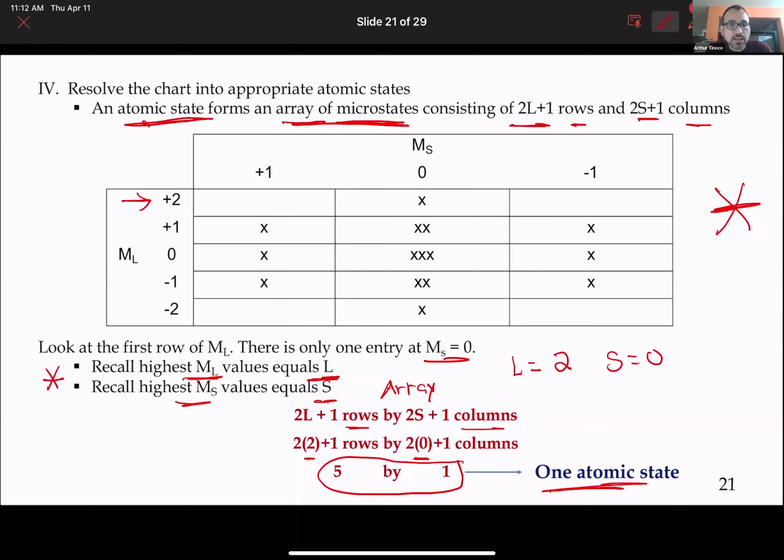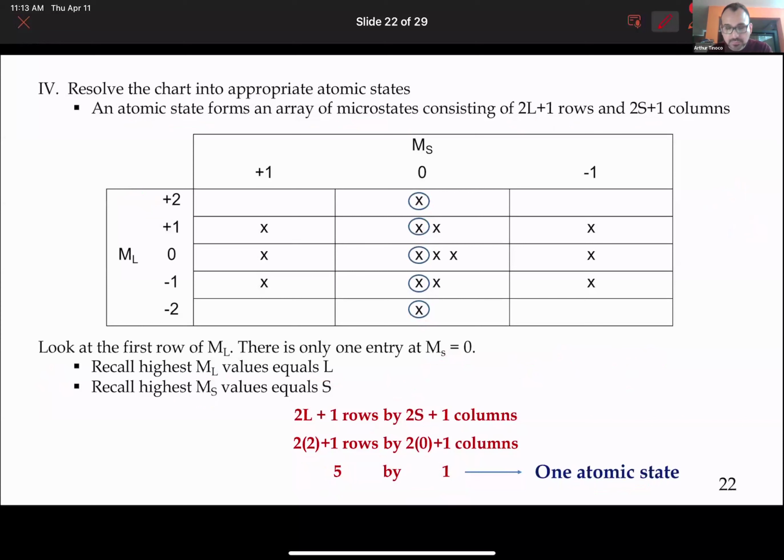So then I look in my table and I actually have to remove that information from the table. We need an array 5 by 1 that's defined by L and S. So we're going to start off here, and I'm going to mark that one. And 5 of these microstates need to constitute this atomic state because it's an array of 5 by 1. So I'm going to take all 5 of these that constitute 5 rows by 1 column, and I take that information and actually remove it from my table, and that defines one atomic state. And later I'll show you how we determine the term symbol for that one atomic state.